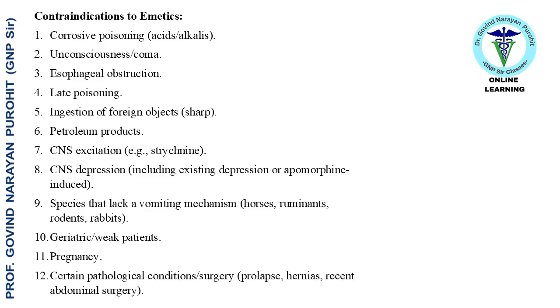Unconsciousness, coma. Esophageal obstruction. Late poisoning. Ingestion of foreign objects, sharp. Petroleum products. CNS excitation, e.g., strychnine. CNS depression, including existing depression or apomorphine-induced. Species that lack a vomiting mechanism: horses, ruminants, rodents, rabbits. Geriatric, weak patients. Pregnancy. Certain pathological conditions, surgery, prolapse, hernias, recent abdominal surgery.